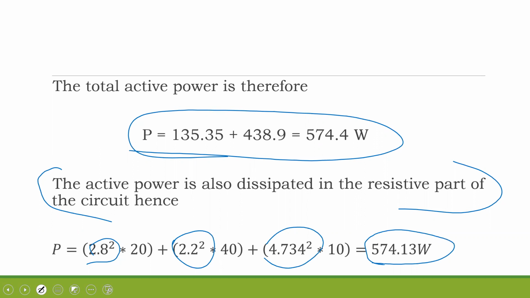Sir, you can go back to the previous slide. What about the previous slide, sir? I didn't get to record the S2 equation. It is V times I conjugate. V is 0 minus j100. And you have the current already.